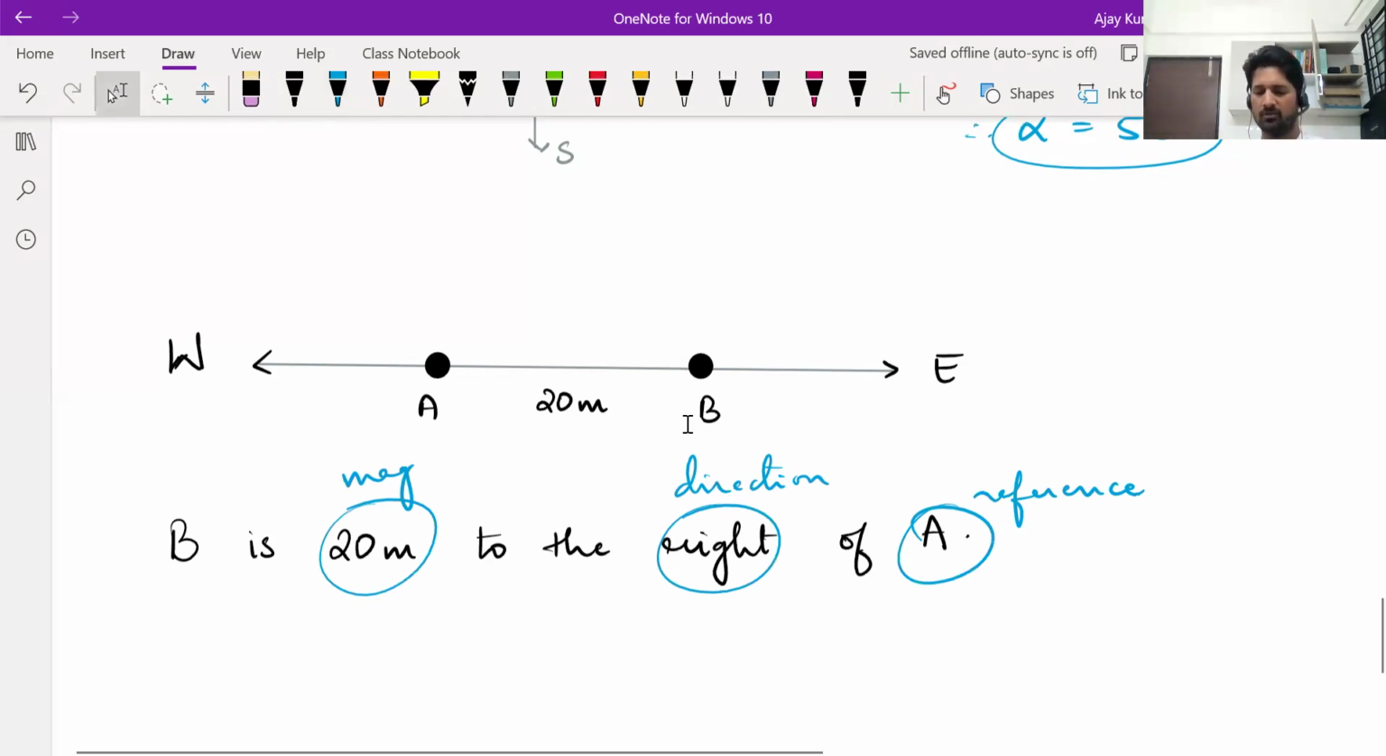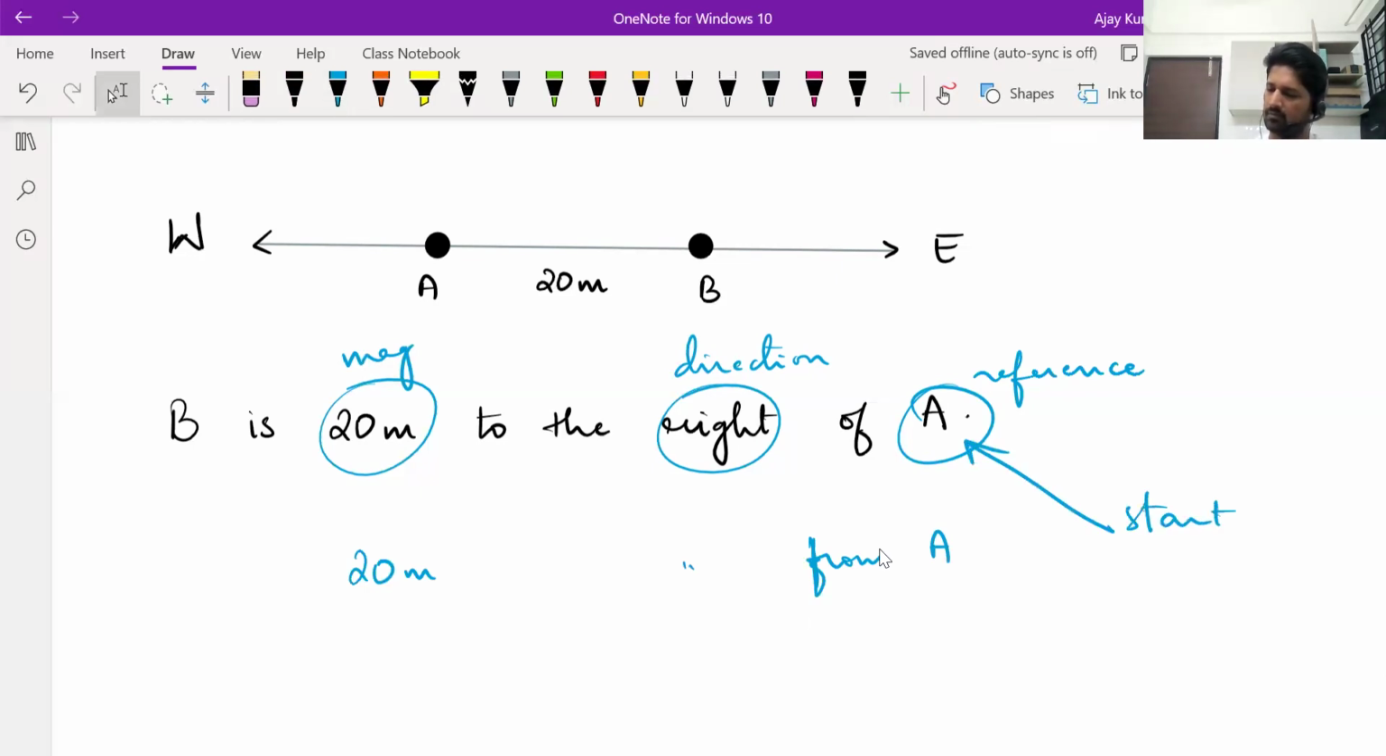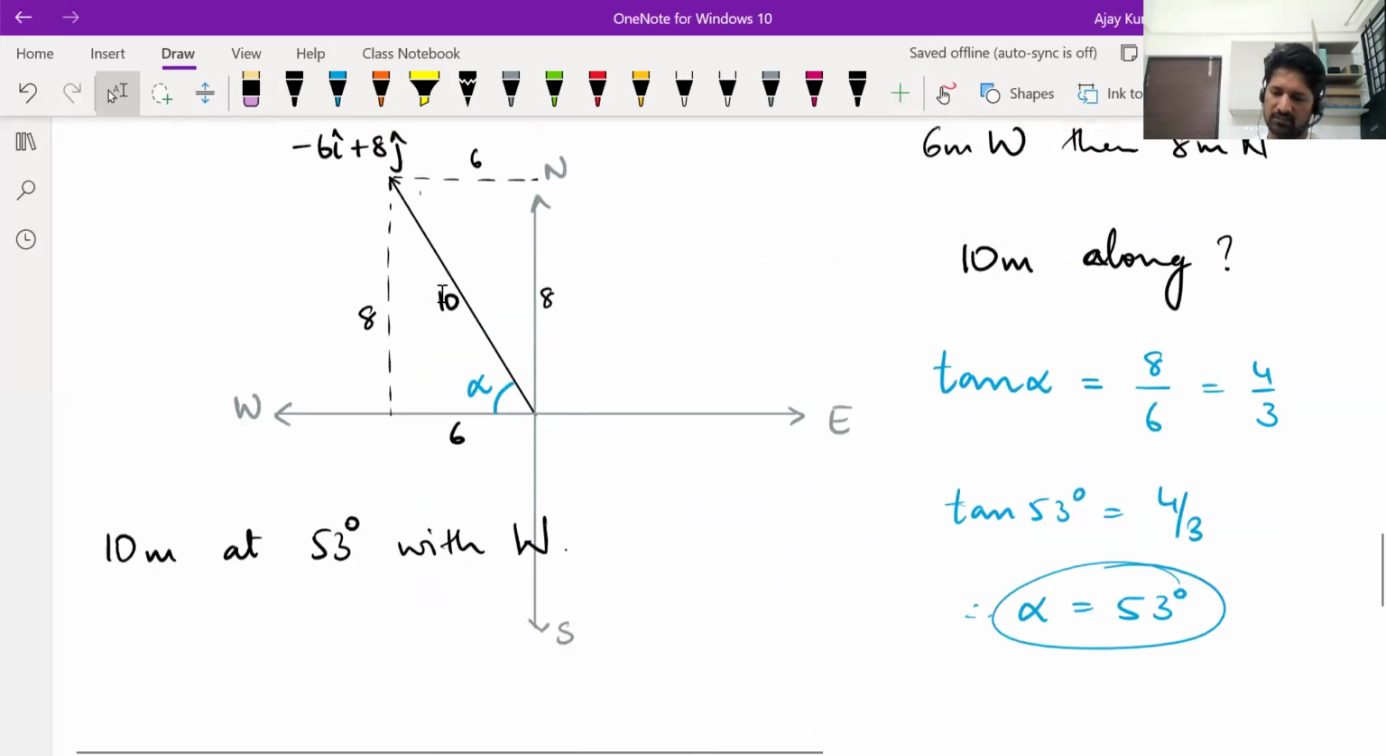So this also means 20 meters to the right from A. Okay, like starting from A, you go 20 meters to the right. That is what it means. So A is actually where you start from. Fine. Now in this case, this angle alpha, we got it as 53 degrees.